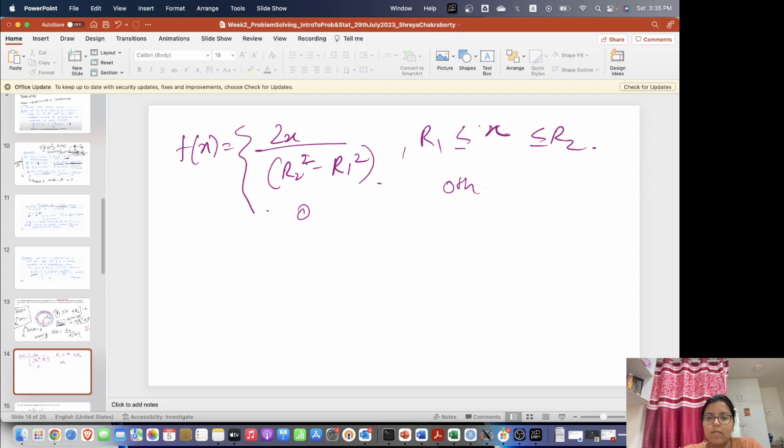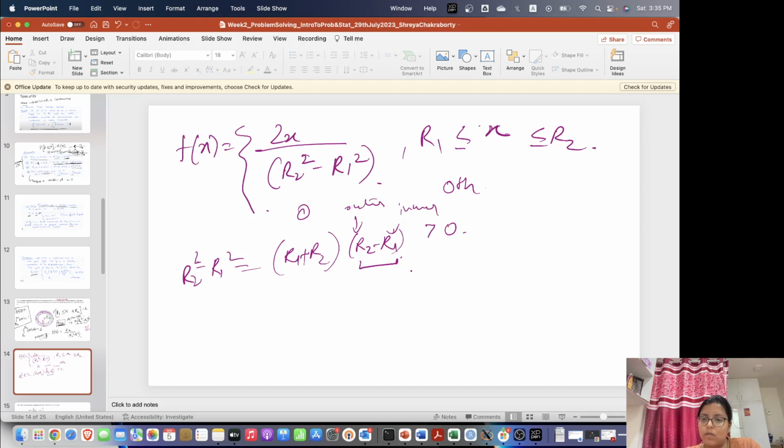So this thing will always be greater than 0, because R2 square minus R1 square equals (R1 plus R2) into (R2 minus R1). Since R2 is always greater than R1, because this is the outer one and this is the inner one, this will always be greater than or equal to 0. And R1 is also greater than 0, so fx will always be greater than or equal to 0. This is satisfied.